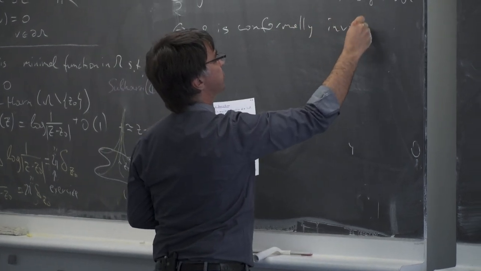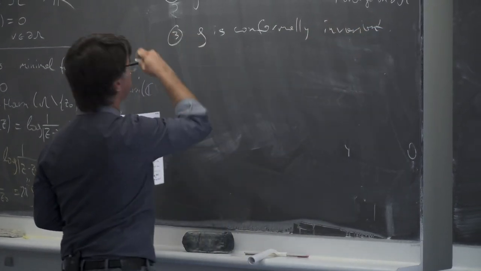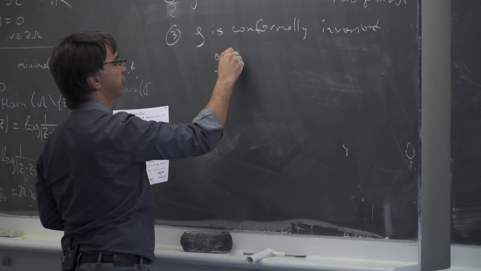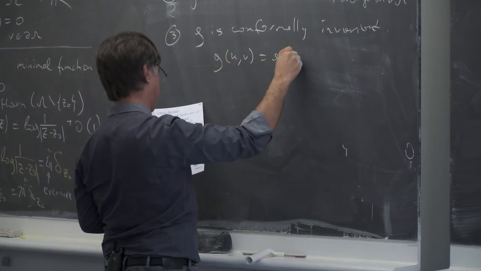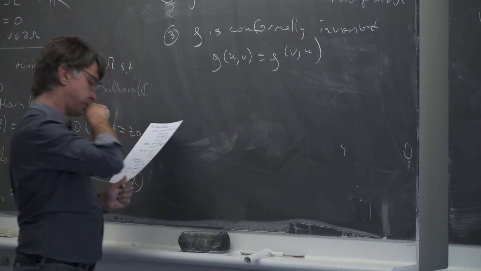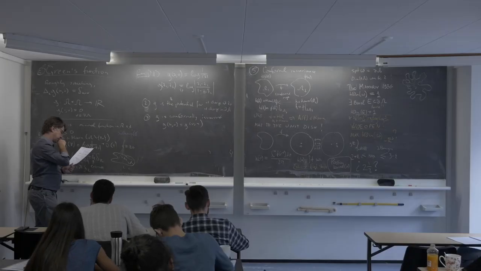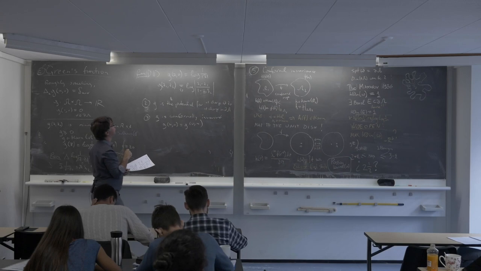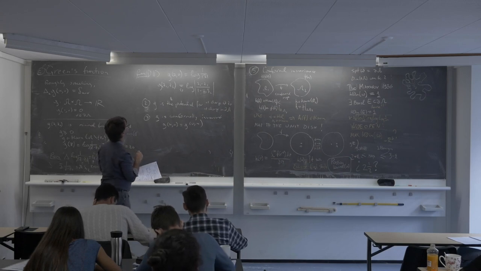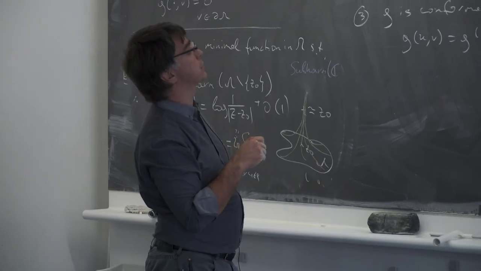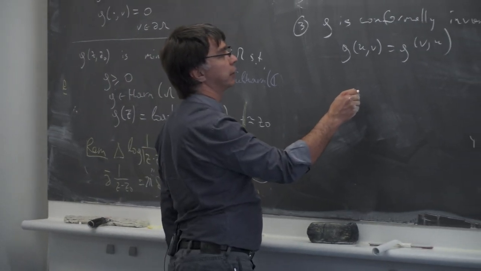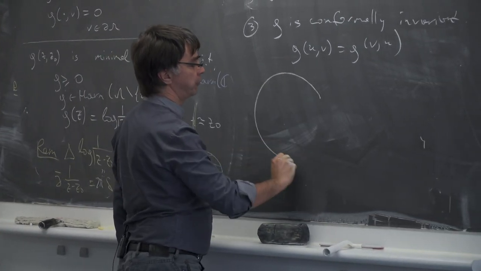I didn't also say that it's symmetric, but it's sort of clear from one of the definitions: g of uv is equal to g of vu. Okay, that we don't need. And now maybe an interesting remark, which explains why we're interested in this.